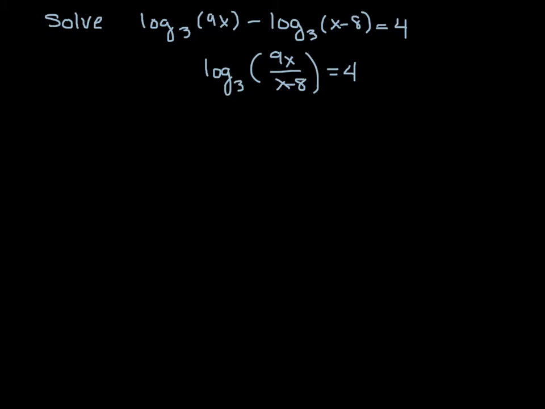Now there's no more combinations we can do, so it seems like we're kind of stuck. So we got to think back to our roots here. We got to think about what logarithms are. Well, we all know that logarithms are equal to the exponent, so let's try and rewrite this thing. So I'm going to rewrite the logarithm. So 3, our base is 3, raised to the exponent of 4, equals 9x over x minus 8. That was a perfectly legal move. I just rewrote it so it's a little easier to do. 3 to the 4th power is 81.